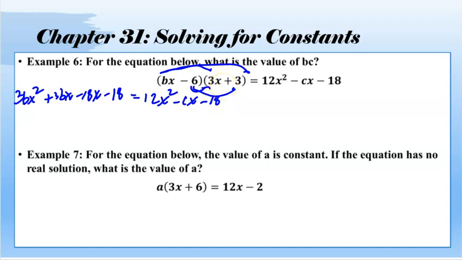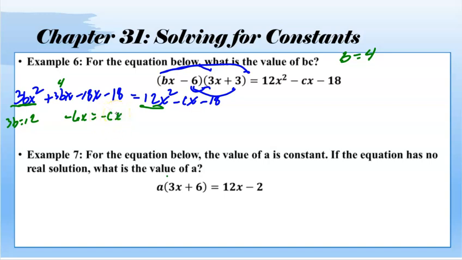From this point, I can figure out my b because right here, 3bx squared has to equal 12x squared. So 3b has to equal 12. That means my b is going to be 4 because 3 times 4 gives us 12. So if this is 4, 3 times 4 is 12. 12 minus 18 is a negative 6x. And this has to equal a negative cx.